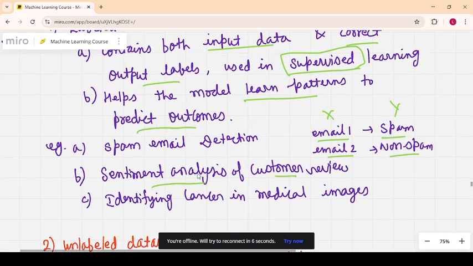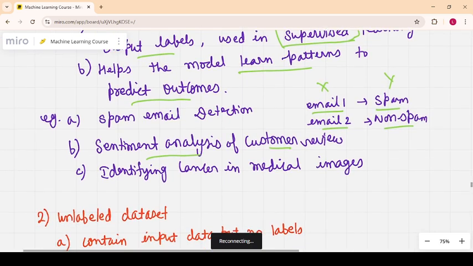If you're building a sentiment analysis of customer reviews, you have a customer review with corresponding labels like positive review, negative review, or neutral review. If you're building an AI model to detect, based on image features, whether a patient has cancer or not, you have a label as well. So this is an example of a labeled data set. We have an input as well as an output pair.